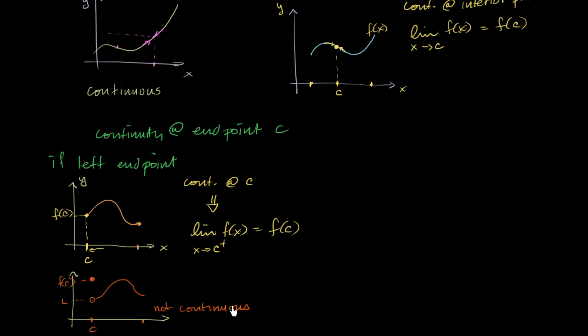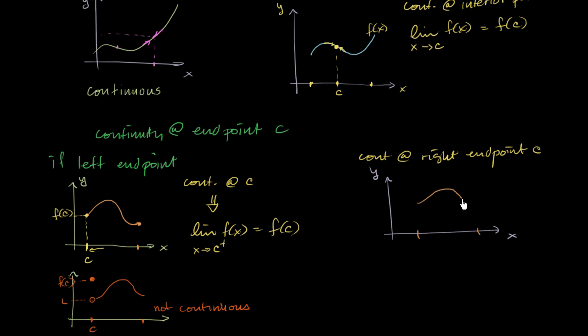continuous. And you can imagine, what do we do if we're dealing with a right endpoint? So we say we're continuous at right endpoint c if, so let me draw that. Let me do my best attempt to draw it. So this is my x-axis. This is my y-axis. Let me draw my interval that I care about. Say it looks something like this. A right endpoint means c is right over there.